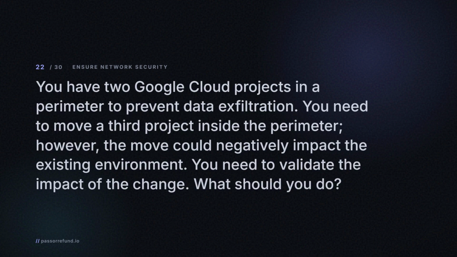Okay, so check this out. You've got 2 Google Cloud projects already in a perimeter, right? To stop data from leaking out. Now, you need to move a 3rd project into that same perimeter. But that move could mess things up for what's already there. So, you need to see what kind of impact this change will have. What's the best move here?